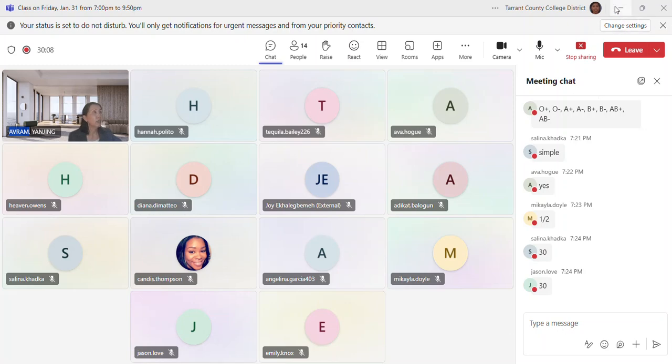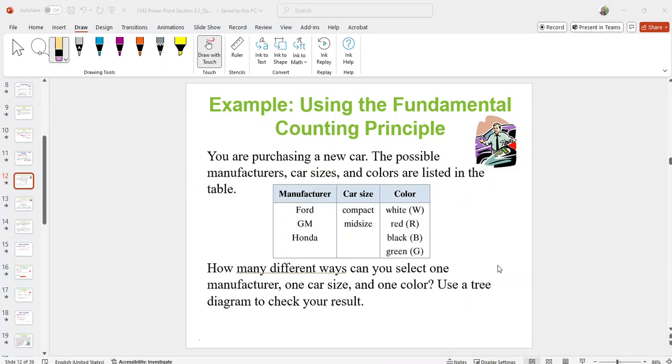Okay, so let's see, how do we calculate the outcome in here? We have this is 1, 2, 3, right? So we're gonna have 3 times the car size is 2 times the color here is 1, 2, 3, 4. Okay, so 6 times 4 will be what? 24 for this one, yeah. Okay, so you're gonna have 24 different outcomes in here.